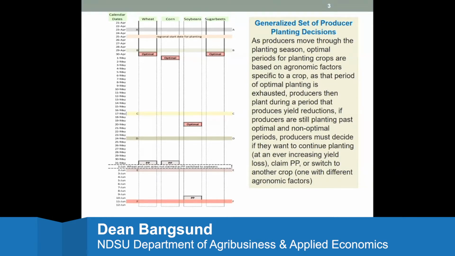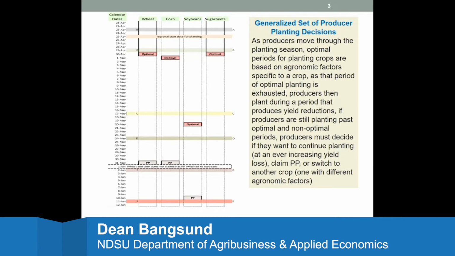The economics of those decisions vary by producer, vary based on insurance provisions and such. But in general, producers go through a period where they can obtain optimal yields if they can get the crop planted in a certain point in time in the spring. Then as they progress outside of that window, their yields will start to decline. Ultimately, they come to a point in the planting period where they have to make a decision on whether they want to continue to plant the crop at a substantially increased yield loss, or switch that crop to another crop that is more suited to being planted at that point in time, or claim PP, PP meaning prevent plant.